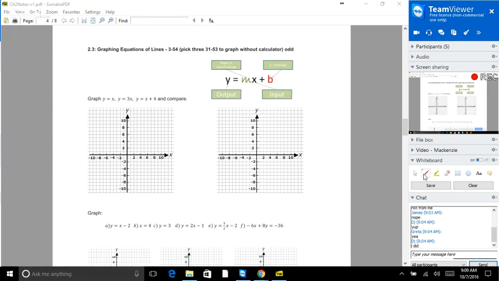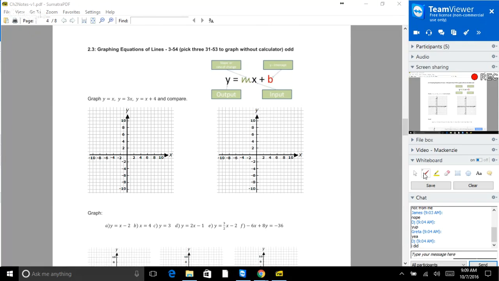So the b is the y-intercept, and that's where it hits the y-axis. That can be written different ways, but we call this slope-intercept form, because it tells you what the slope is and it tells you what the y-intercept is. One trick to know if something is a linear equation or not is that it has two telltale signs.